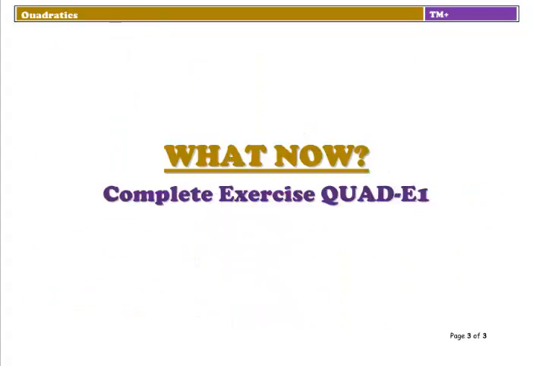What now? Well, if you'd like to practice the box method, you can do that by completing exercise quad E1. If you're not too keen on the method or you're still not understanding it, you might want to go and look at the cross method first and then make your decision on whether you're going to be using splitting, box or cross method, and then maybe watch that video again. Remember, ask for help if you need it.